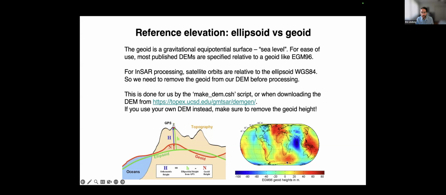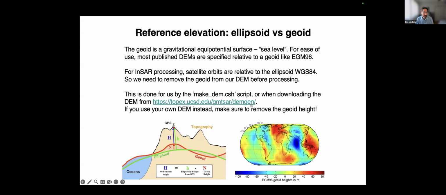But when we're doing our InSAR processing, it's much more convenient for processing the orbit data if we use them relative to the ellipsoid, which is typically WGS 84. And so there's a slight difference between those. So you need to make sure that you remove the geoid from your elevation data set before you process it. If you just take raw SRTM elevations or some other DEM elevation, you might have this geoid error in your data set. So make sure that you remove the geoid height.